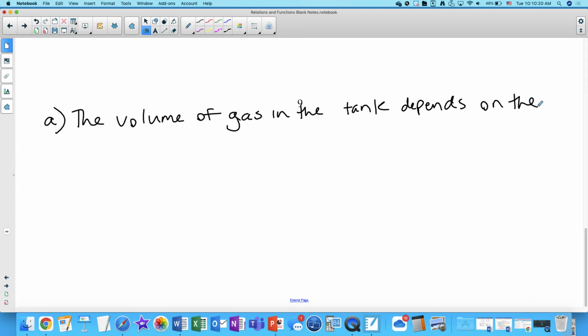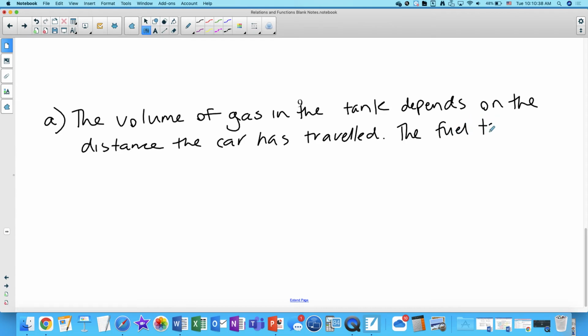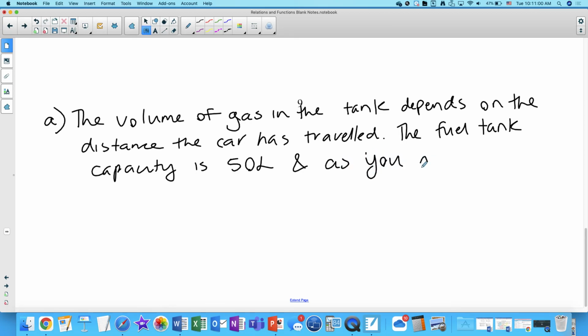The fuel tank capacity is 50 liters, and as you drive further, the amount of fuel in the car decreases. Okay, that would sort of be a real full explanation of what's going on here.